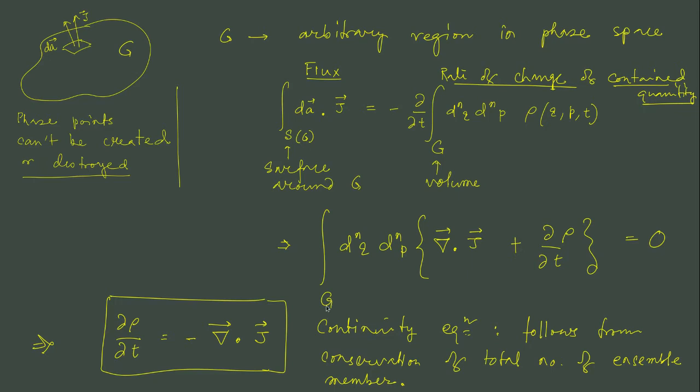Now this holds for an arbitrary volume G, which means this would be 0 only if the integrand vanishes. So that gives us a continuity equation: the rate of change of rho, its explicit dependence on time, is given by the negative divergence of J, and it follows from the conservation of the total number of ensemble members. Like we said, a trajectory does not start or end, so if we started with n number of points, we will always have that n number.